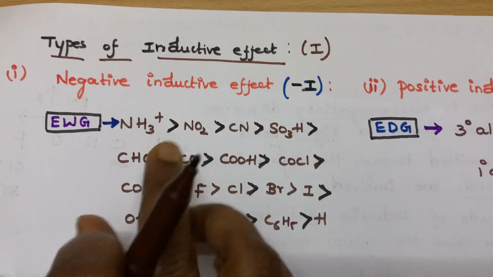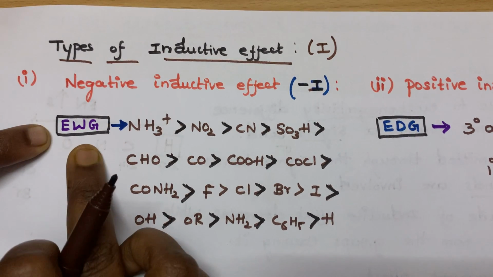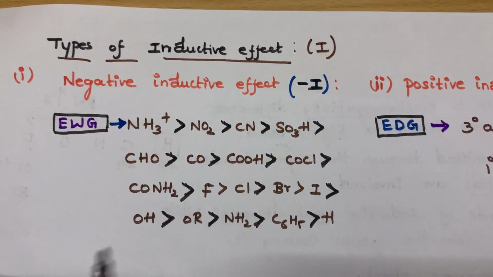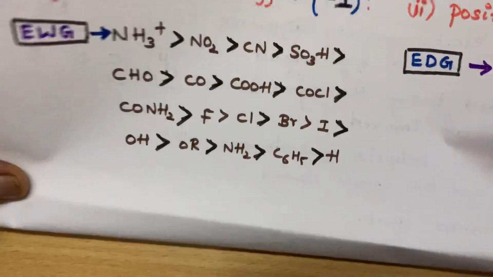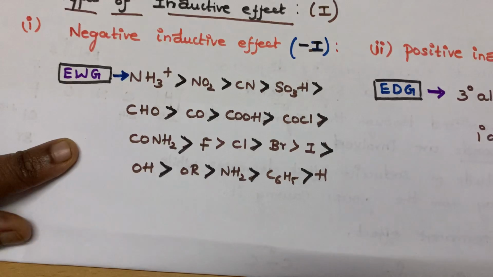So what is negative inductive effect? Negative inductive effect is due to the electron withdrawing group. EWG is electron withdrawing group. So what will it do? It will withdraw electrons, like chlorine, it will pull electrons towards itself. So these are highly electronegative groups.